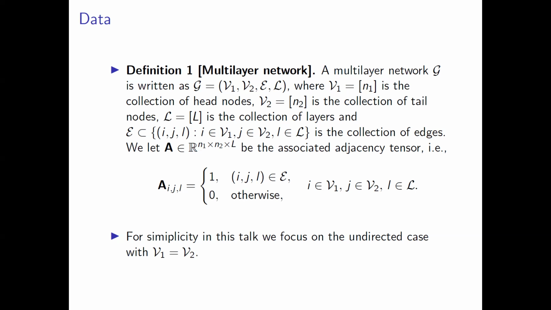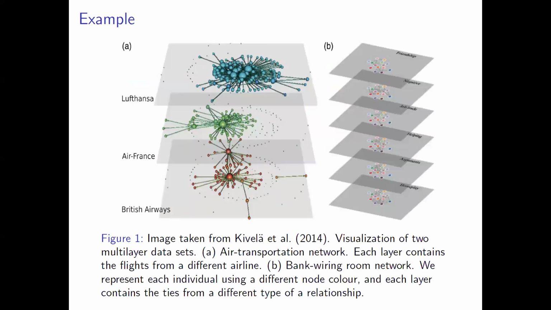The framework is very general, in that the nodes don't even have to be equal, but for this talk, I will take them to be the same. An example of nodes being different is in economics, where the nodes can be countries, and then on the other side, you can have nodes that are different products that countries produce. So this is the data. The data is a three-way tensor. And here are some examples of this kind of data.